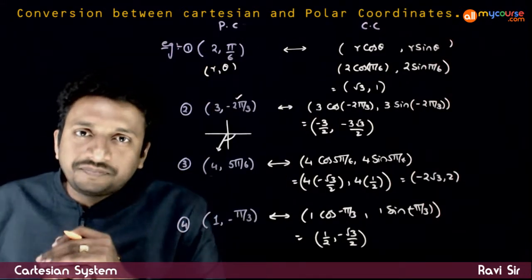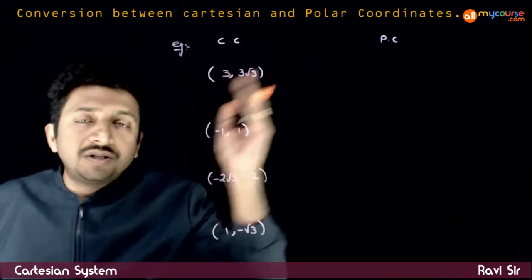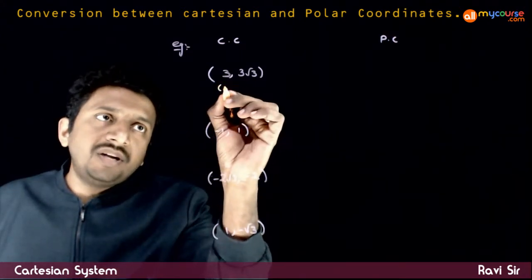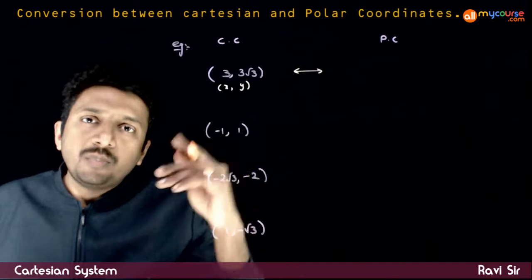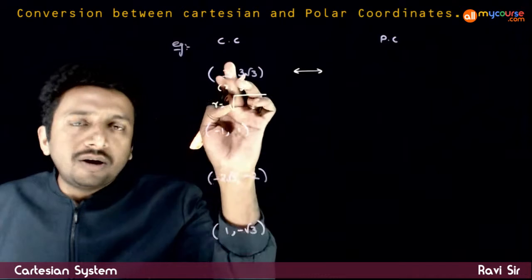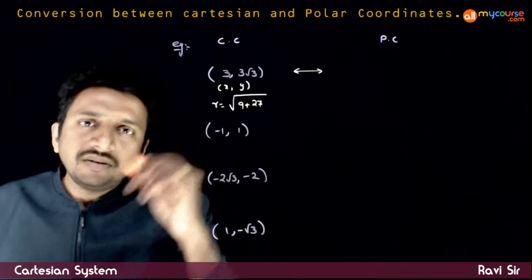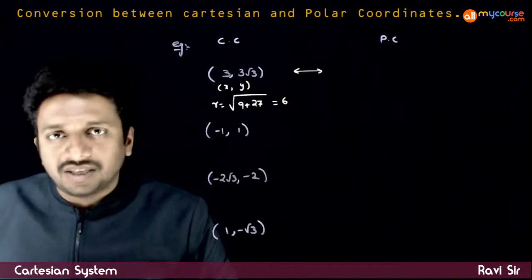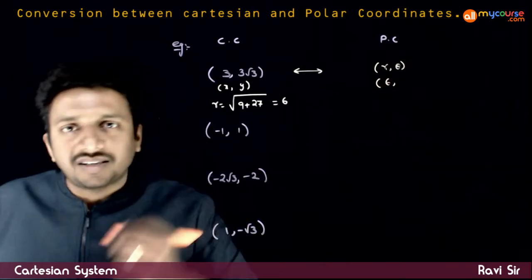Very straightforward. Now, in this set of examples, let us do the conversion from Cartesian coordinates to polar coordinates. So let us take the Cartesian coordinates 3 comma 3 root 3. This is x and this is y. Now you are asked to convert them into polar coordinates r comma theta. The formula for r is very straightforward. r is equal to root of x square plus y square. 3 square is 9. 3 root 3 whole square is 27. So root of 9 plus 27 is root 36, which is equal to 6. So the r coordinate is 6.